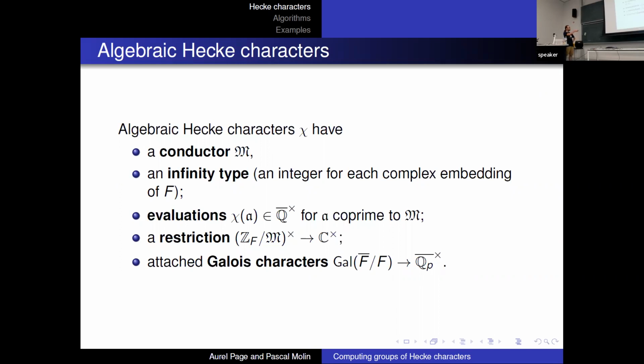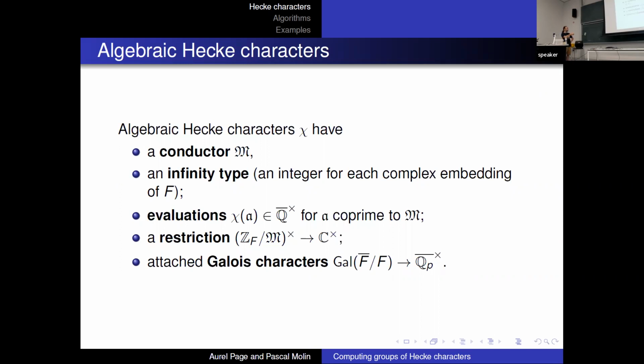They also have evaluations at ideals coprime to M, but now they don't need to have finite order; the values are algebraic numbers. And that's one way of interpreting the word algebraic in algebraic Hecke characters.